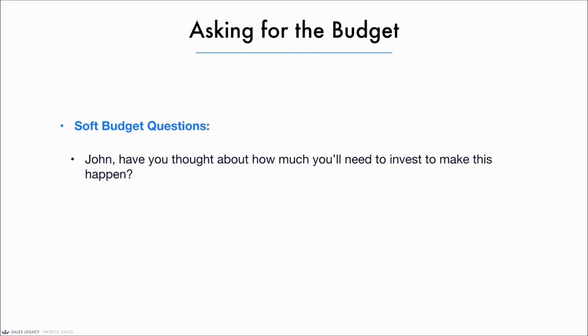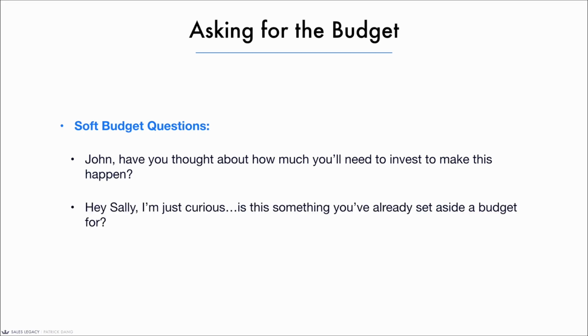question. So it's basically just softly, subtly throwing it in there, and that's like saying, hey, John, have you thought about how much you'll need to invest to make this happen? And John's going to reply something like, well, I haven't thought about it, but maybe between $1,000 and $2,000. He might give you a range or something like that.